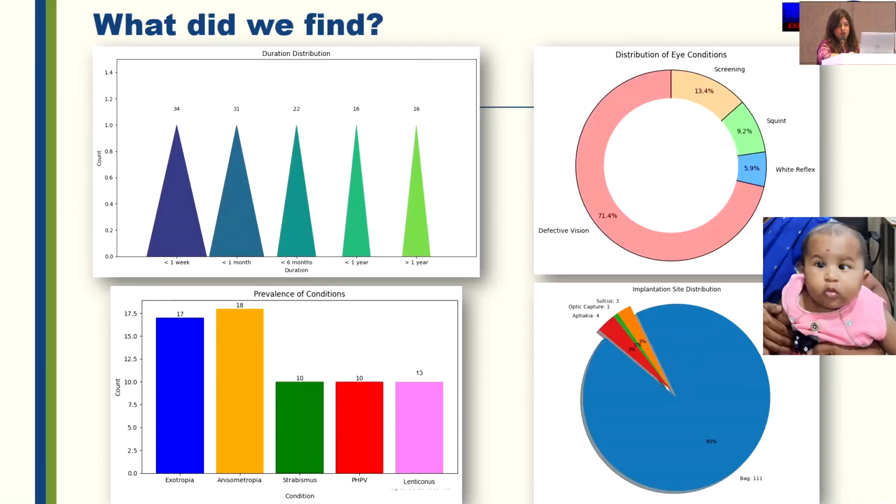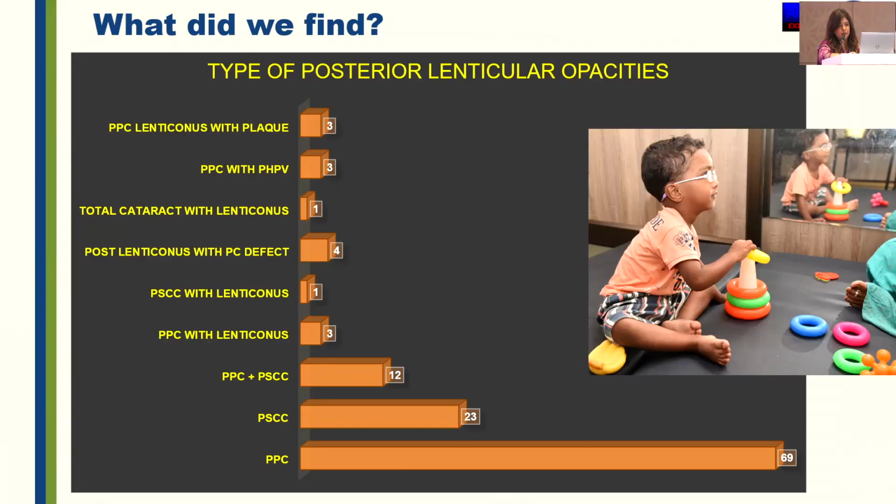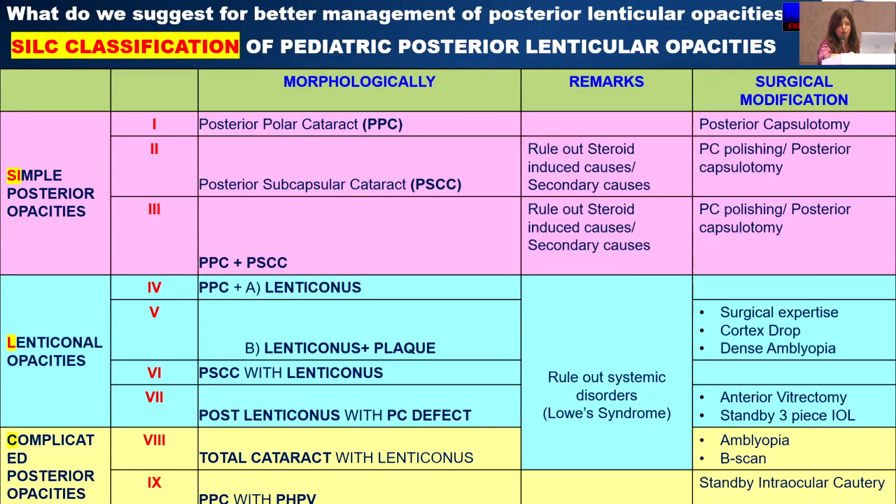Common association was anisometropia and exotropia. There were a couple of cases with PHPV as well. We were fortunate enough to do in-the-bag implantation in 93% of cases. Now, these were the subtypes we classified, these 9 categories, and depending on them and also the outcomes we observed, we intend to give a new classification for posterior lenticular opacities. They can be broadly classified into 3 categories.